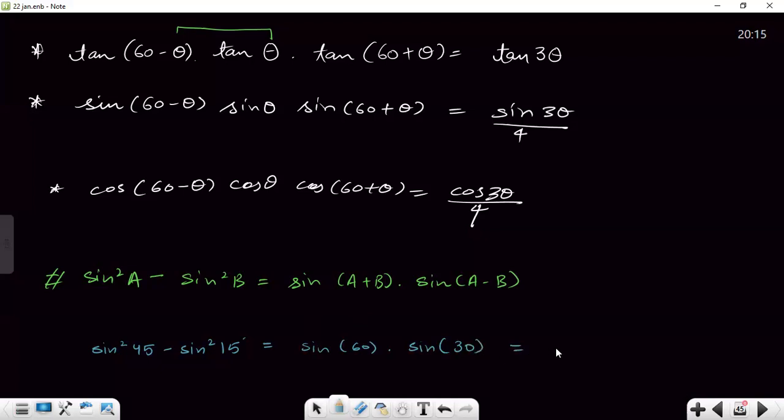Sine of 60 degrees is what? Anyone? Please respond, yaar. Root 3/2. What about sine 30? 1/2, sir. Yes. Root 3/4 is the answer. So this is how we can use it.